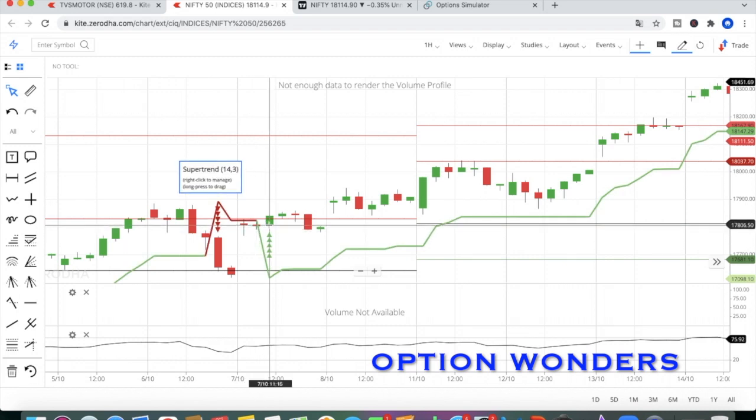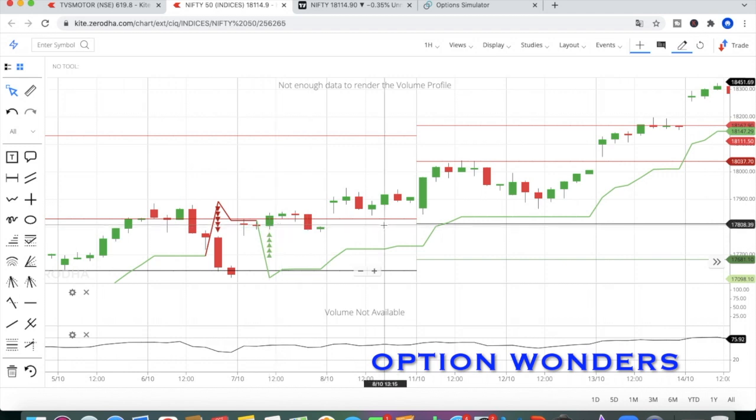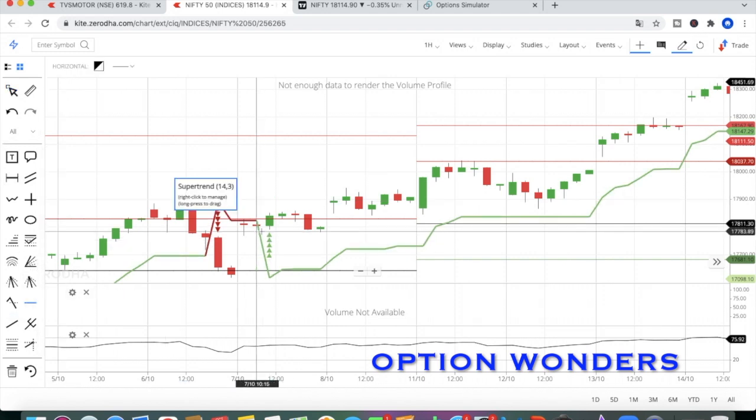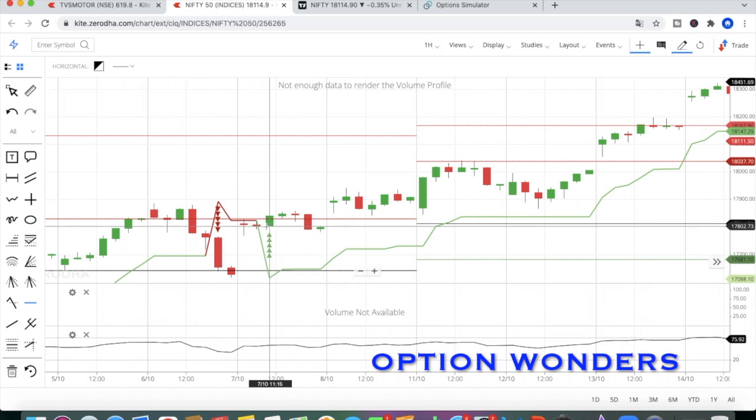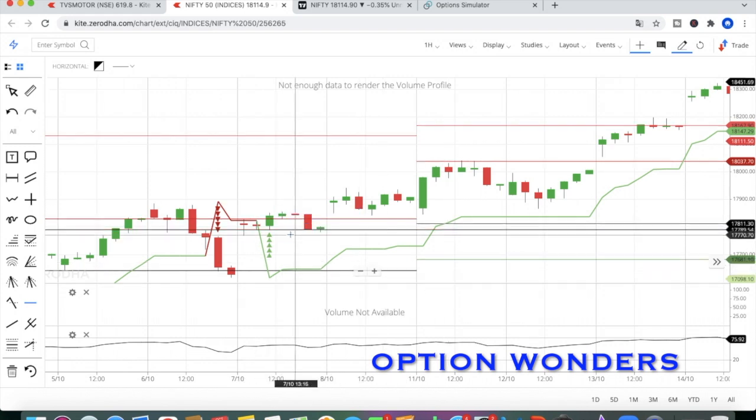What you have to do is sell a put option, because we got a confirmation that the market is in an uptrend. So we have to sell put. Which strike price do you have to select? You have to select the previous candle before the confirmation candle. So this is the previous candle, 17,793.